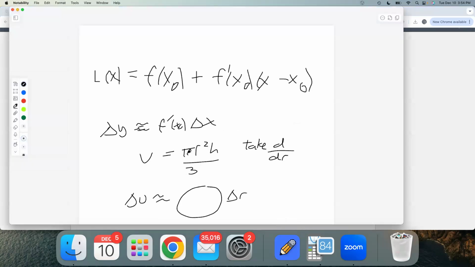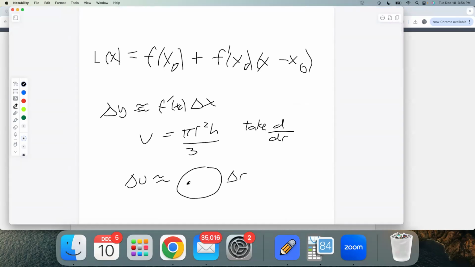So we're going to take the derivative of this. We're going to have to use power rule here. H is going to be held constant. Take the derivative of this with respect to r. And you get delta V as some formula times delta R, approximately.